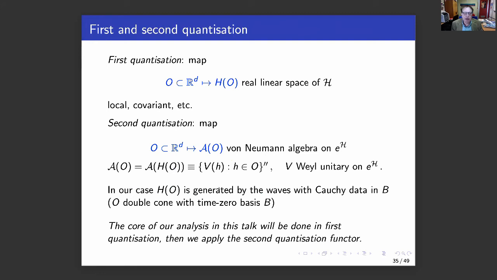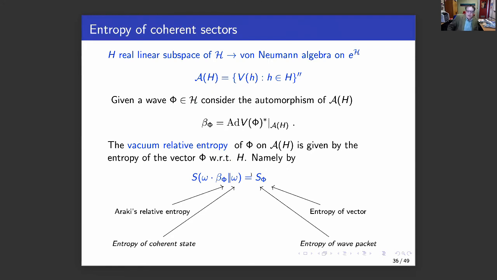Now, once we have this entropy, we can go back to quantum field theory, and what we do for the free theory is first make the one particle space. So to every region, we define the space of states localizing in that region, which is a real linear space. And then there is a procedure called second quantization, which to every real linear subspace gives a von Neumann algebra just by Weyl operators. And so we get back to the von Neumann algebra picture, and the entropy in second quantization will be just the entropy of a coherent vector.